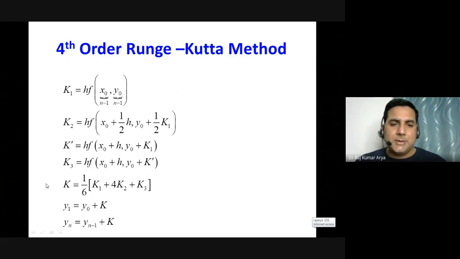So here you are calculating K1, then K2, then K prime, then K3. Now you are adding, and I think I made some mistake here. You should have K1, K2, K3 and K4.